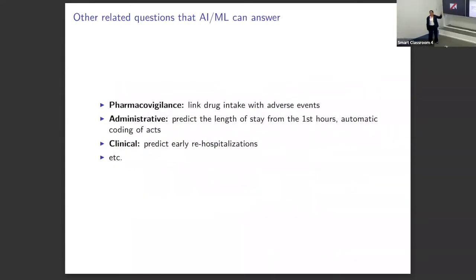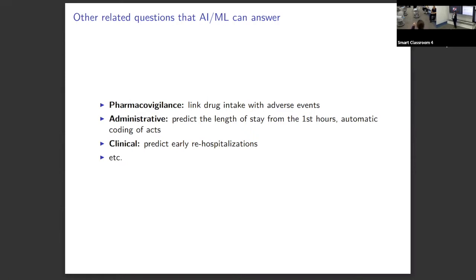Okay, so this is for precision medicine, but in health applications in general, there are related questions. So I will talk about pharmacovigilance. When a drug is given to a general population, some kind of adverse event can appear. We want to detect them very fast. There are also some administrative questions.